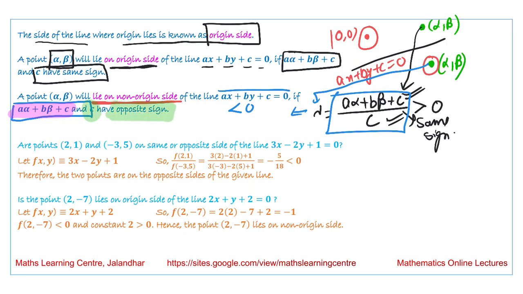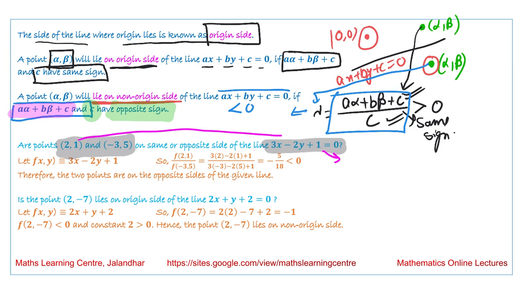Both these have the opposite sign. So we have two problems based upon this. First, are the points, these are the 2 points given to us, on the same or opposite side of this line? So what we have to do is calculate the value of these points corresponding to this line.